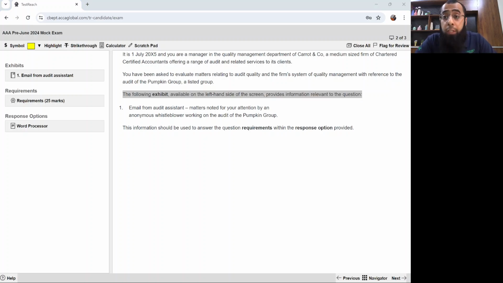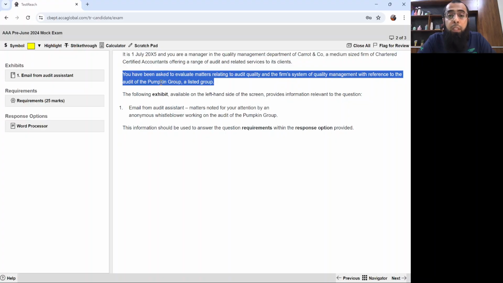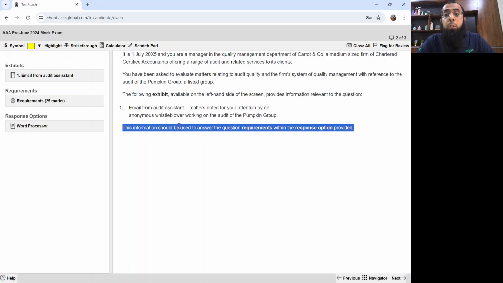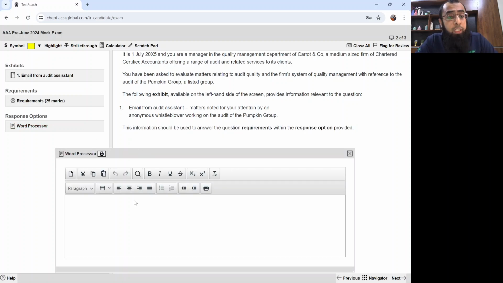See, this is just an introduction screen of the question. The examiner is introducing us with the scenario that we work in a firm called Carrot and Company. The client is Pumpkin Group, and we are here to evaluate the quality issues. Exhibit 1 is email from audit assistant, matters noted for your attention by an anonymous whistleblower working on the audit of the Pumpkin Group. The information should be used to answer the question requirement within the response option provided, which is a word processor document. When we'll be drafting the complete answer, you will also get an idea that how you have to use this response option, like how you have to use the different functions available on the word processor document.